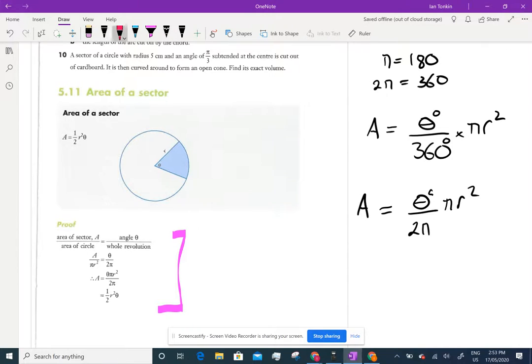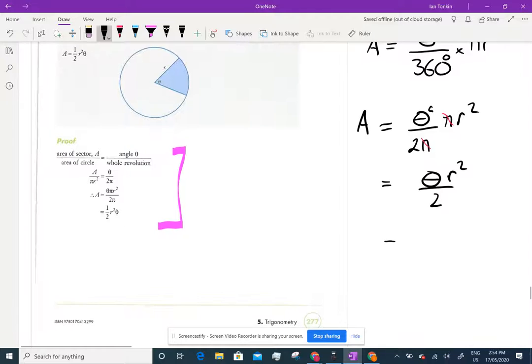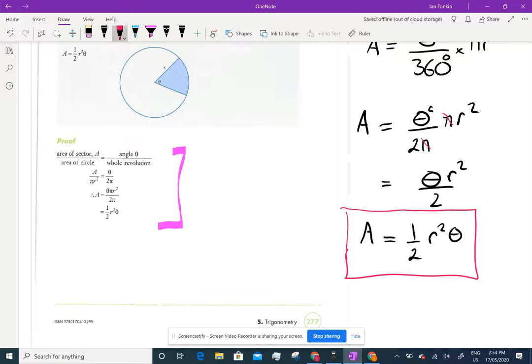Now, the pi's will cancel, which leaves me with theta times r squared all over 2, which if I take the half out the front and swap the position of the r squared and the theta, I get half r squared theta, which is the formula which you get given on your formula sheet.